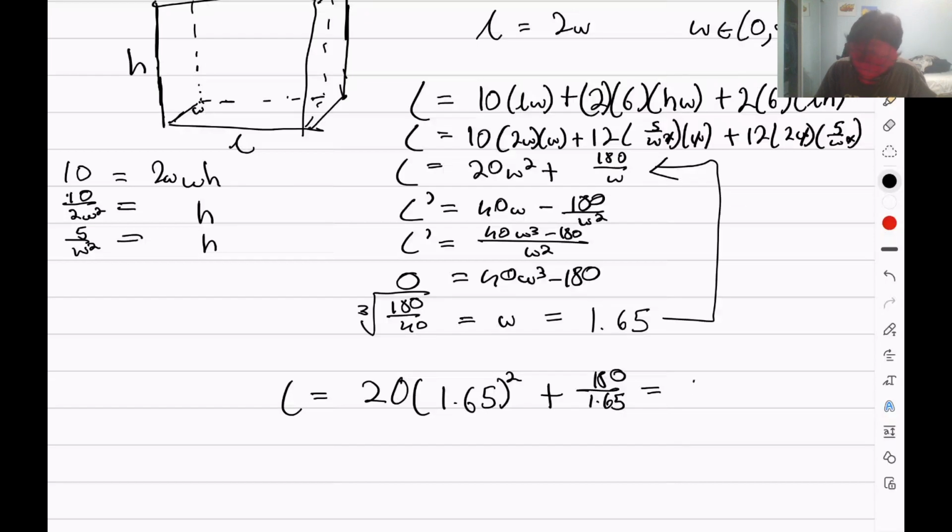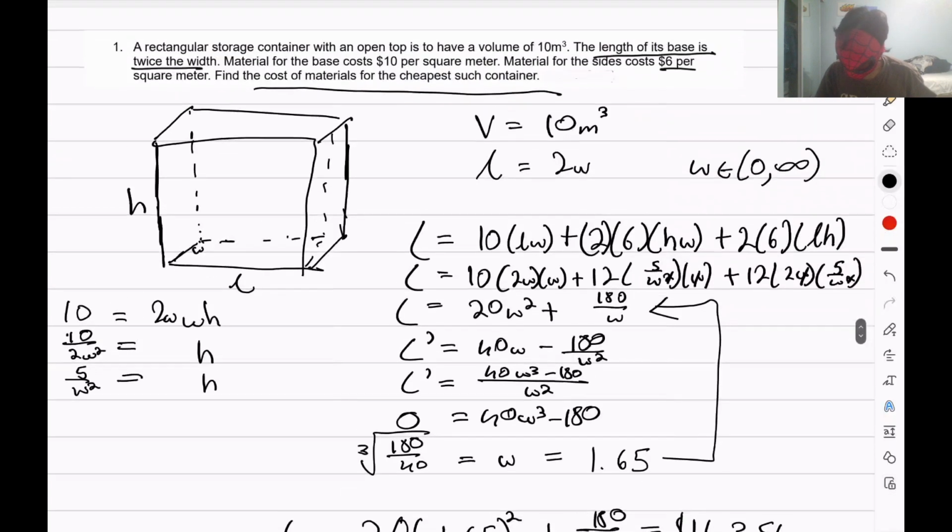The answer should be 163.5408, but it's dollars, so it's $163.54. This should be the cheapest price for this container. Okay, question solved.